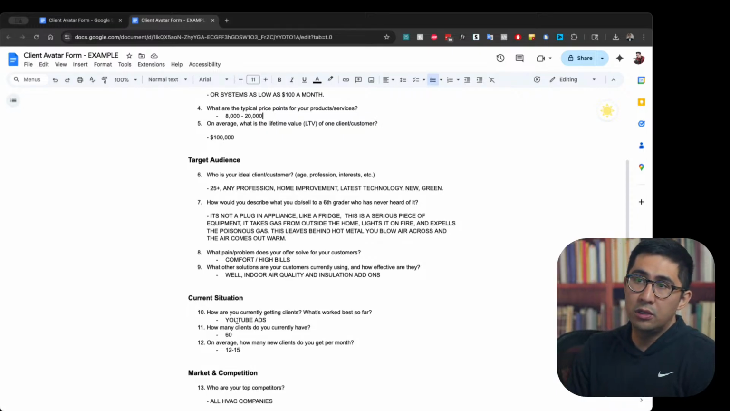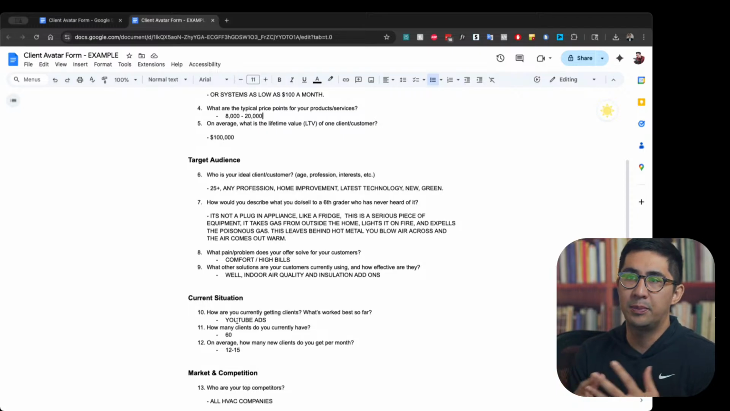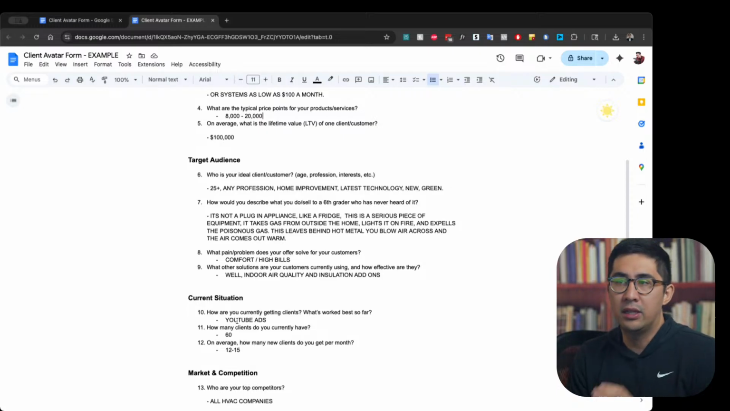How would you describe what you do to a sixth grader? It's not a plug-in appliance. It's like a refrigerator. This is a serious piece of equipment. It takes gas from outside, lights it on fire, and expels the poisonous gas. And this leaves behind hot metal that you blow air across, and the air comes out warm. So yeah, obviously I want to dive a little bit deeper into that, and I do with one of my clients. But for the most part, that makes sense. It's really just sort of dumbing it down for people that don't know what it is that you do.